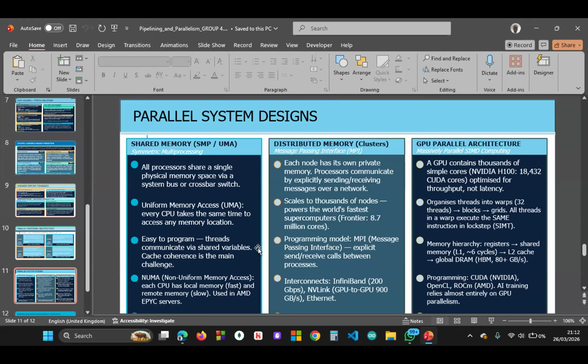Example for, and GPU parallel architecture organizes threads into warps. Example, 32 threads. All threads in a warp execute the same instruction in lockstep. Shared memory: 3. Easy to program. Threads communicate via shared variables. Cache coherence is the main challenge.